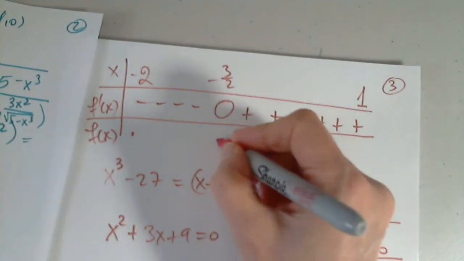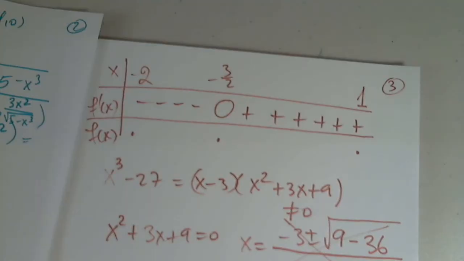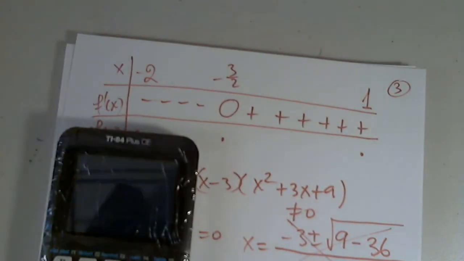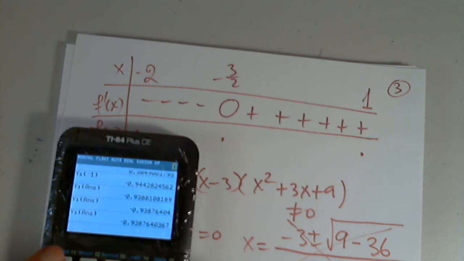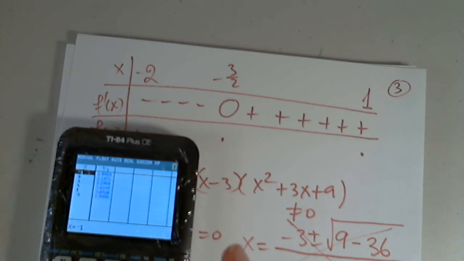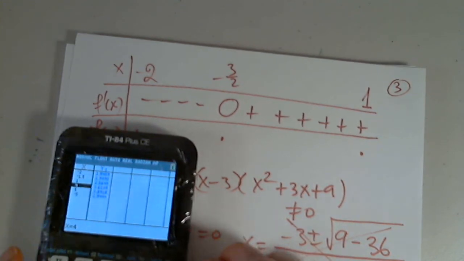Now I have to determine these three values. I have to plug them in. So let's put the function in, please. Okay, it's natural log of x squared plus 3x plus 9. And second in the table, I want -2, I want -1.5, and I want 1. That's all I care about.